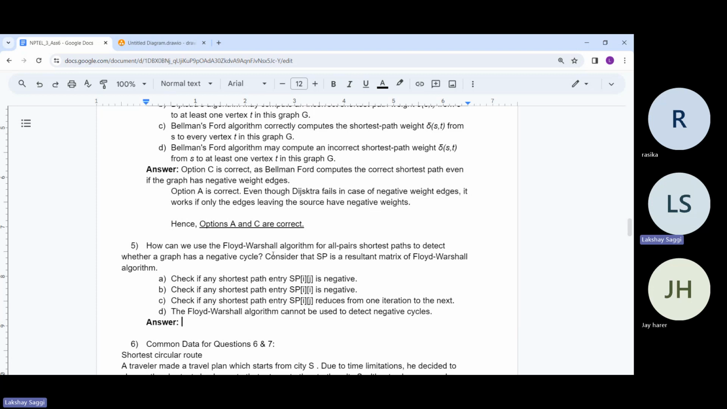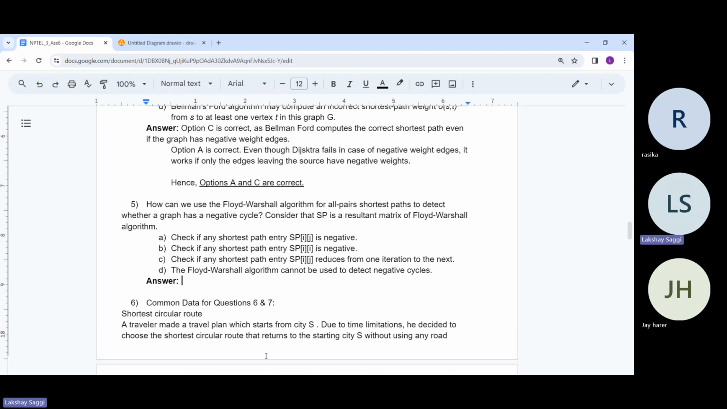So now we'll come to the fifth question. The fifth question says, how can we use the Floyd-Warshall algorithm for all pair shortest paths to detect whether a graph has a negative cycle? Consider that SP is the resultant matrix of the Floyd-Warshall algorithm. So this is the problem.